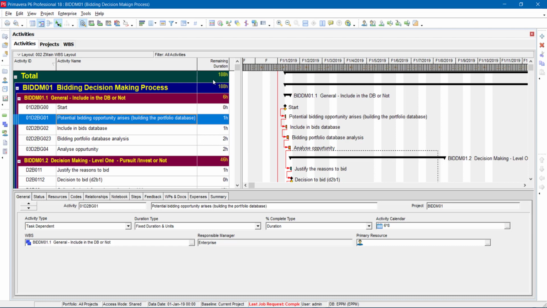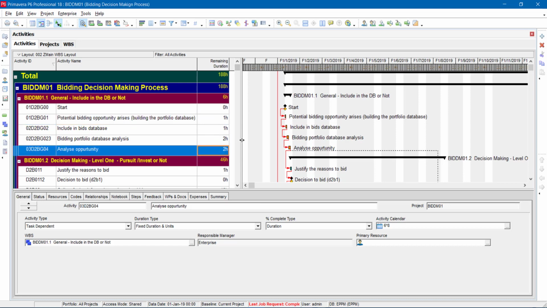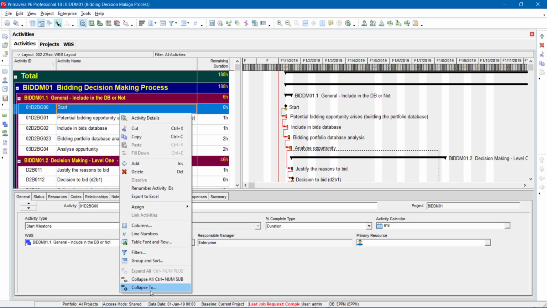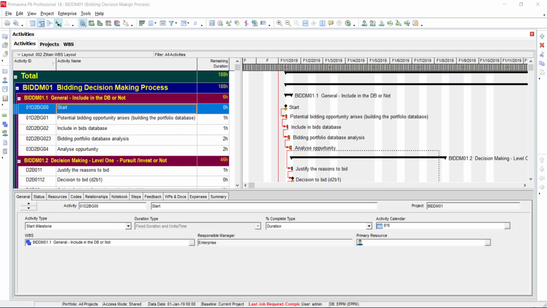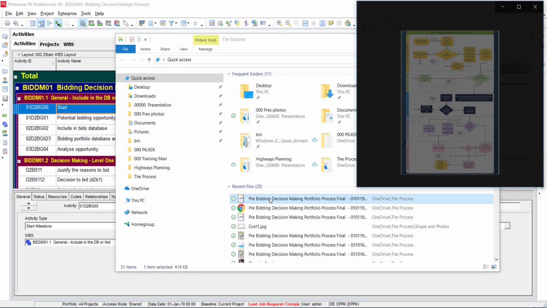The total is about 188 hours, but this is still the minimum to do a bid of, let's say, a $20 million bid, which is somewhat big. Of course, the bidding time differs from one place to another. So how is this organized? Let me open the bid process here.